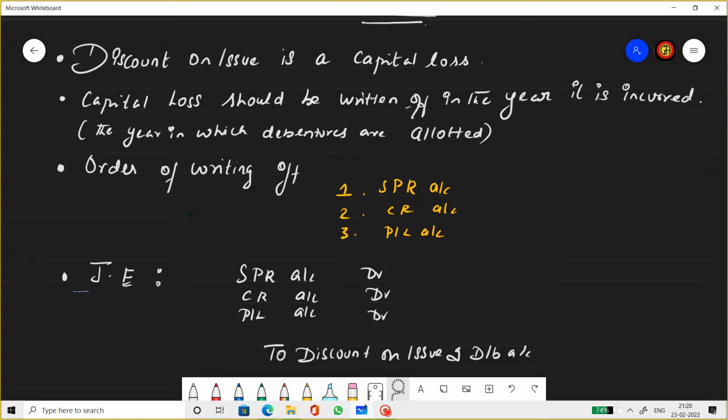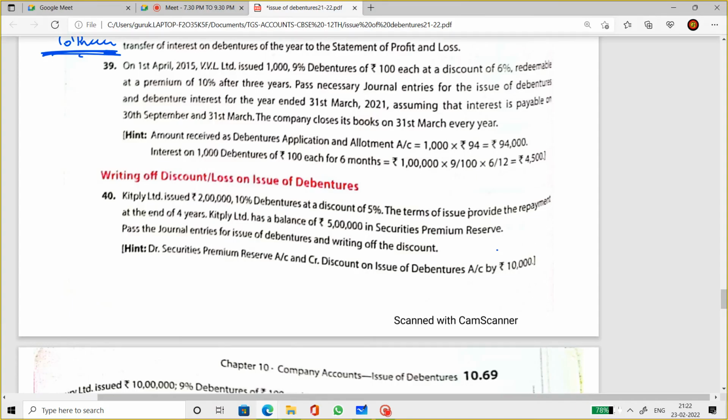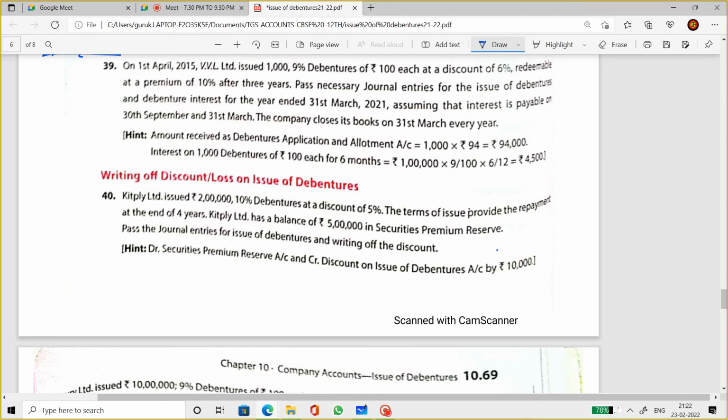Now the journal entry for writing off loss on issue of debentures: SPR account debit, capital reserve account debit, profit and loss account debit, to discount on issue of debentures account. These are the important points that you have to learn before you open this topic. Now I have done 2 sums from TS Grewal to make you understand this concept. So let's start with question number 40.